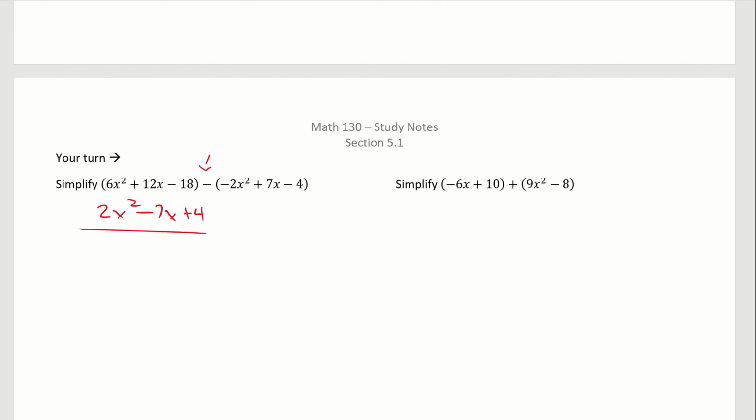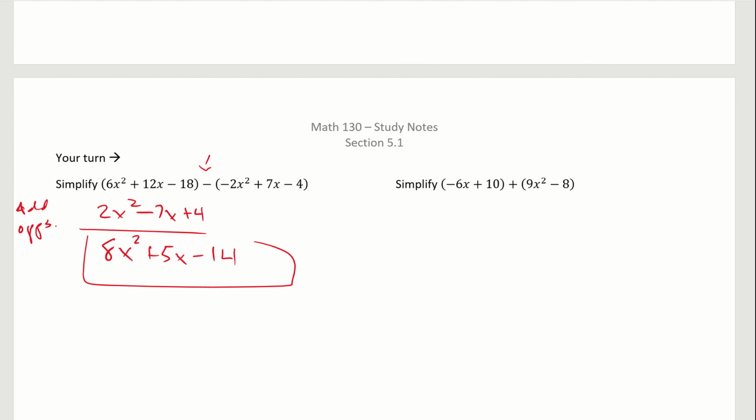And then I add, you don't have to write this, add the opposite. That means I'm just adding. So 8x squared, and then plus 5x, and then minus what, 14? Did you get that? I did. I think we're good.